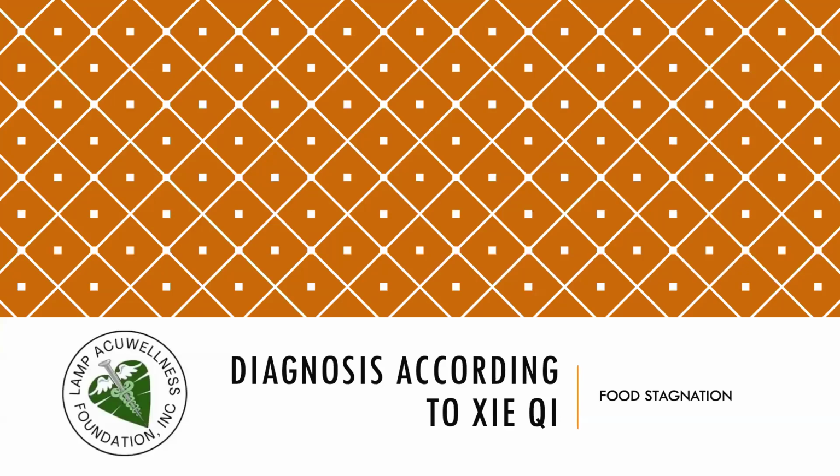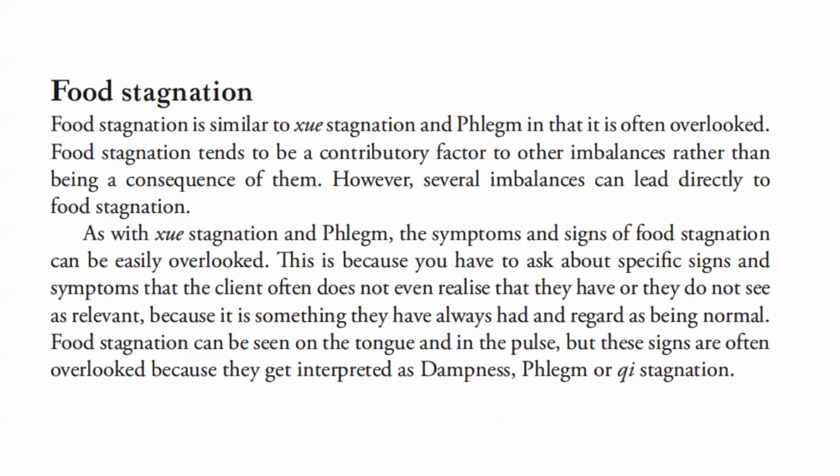Let's proceed to diagnosis according to pathogenic Qi with the pattern food stagnation. Food stagnation is similar to blood stagnation and phlegm in that it is often overlooked. Food stagnation tends to be a contributory factor to the other imbalances rather than being a consequence of them. However, several imbalances can lead directly to food stagnation. As with Qi or blood stagnation and phlegm, the symptoms and signs of food stagnation can be easily overlooked.